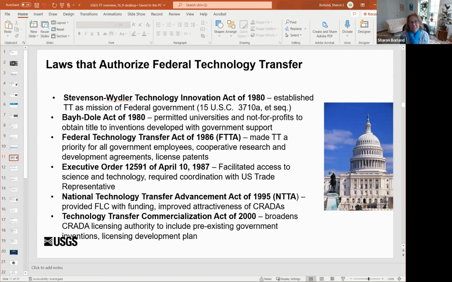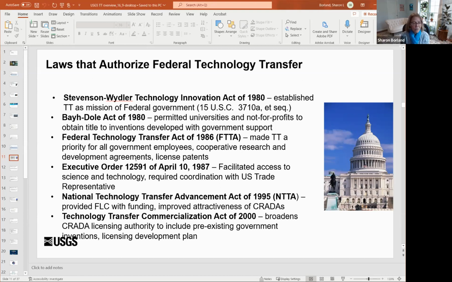The Bayh-Dole Act of 1980 permitted universities and nonprofits to obtain title to inventions that were made as a result of any grant or financial assistance award. The Federal Technology Transfer Act of 1986 made technology transfer a priority for all government employees, and it also authorized cooperative research and development agreements and authorized the federal government to license out its patents for a royalty stream. And I'm going to talk about that authority in more detail later.